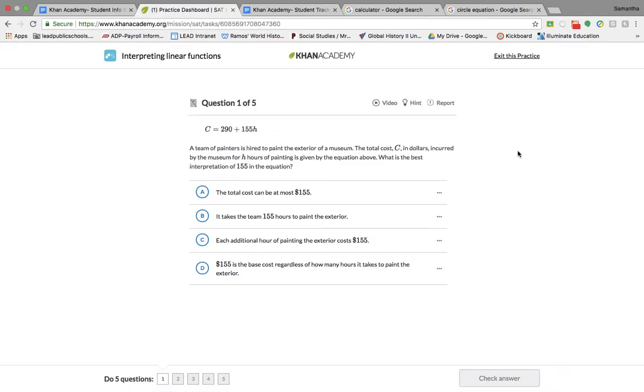Now I'm going to do this. A team of painters is hired to paint the exterior of a museum. The total cost is C in dollars incurred by the museum for 8 hours of painting, given by the equation above. What is the best interpretation of 155?